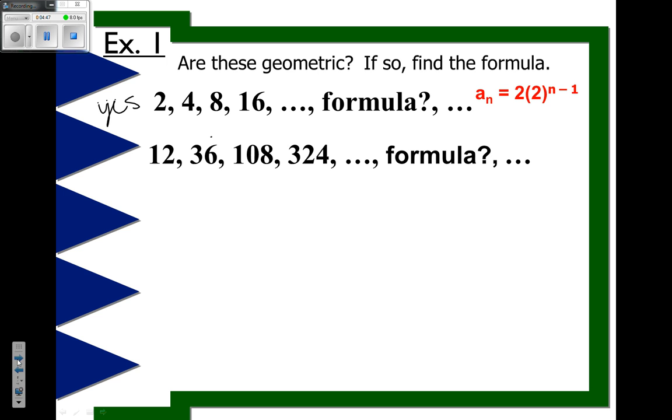What about this next one? Is it geometric? I heard a yes and I heard a no. What's 36 divided by 12? They went out of order. Sorry guys, this is actually number 3. It got out of order somehow. This is the chart. So it's number 3. Is it geometric?